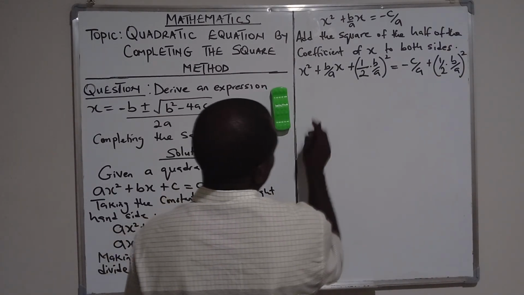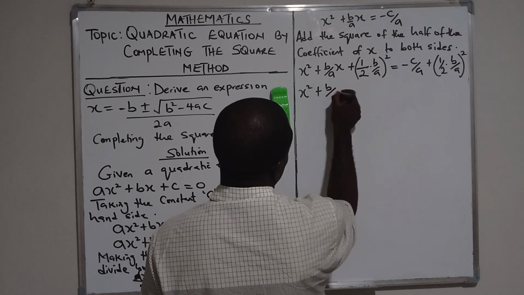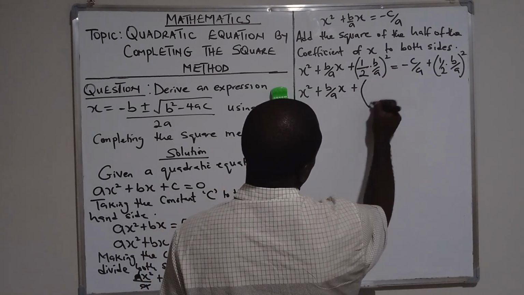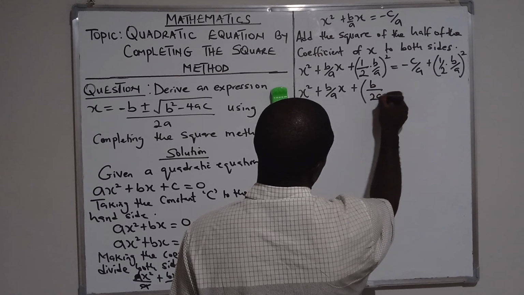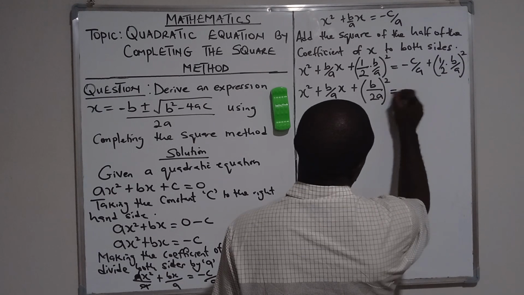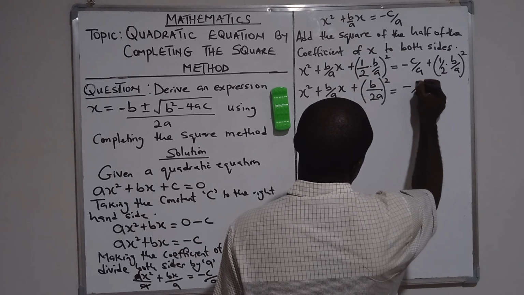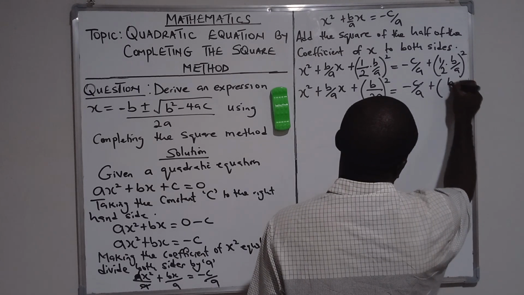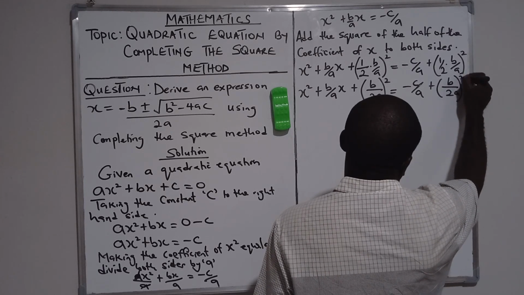Now let's write it: x squared plus b over a x plus, multiplying it out, 1 times b is b over 2a, squared, equals minus c over a plus 1 times b, that's b over 2a, squared.